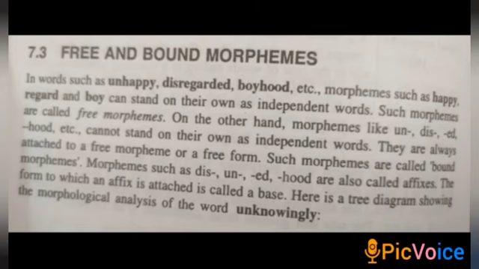Morphemes such as dis, un, ed, hood are also called affixes. The form to which an affix is attached is called a base. The stem that cannot be further split up is also called the root. Affixes may be divided into prefixes, which appear in the beginning of the base, and suffixes, which appear at the end of the base. Let us consider a few examples.